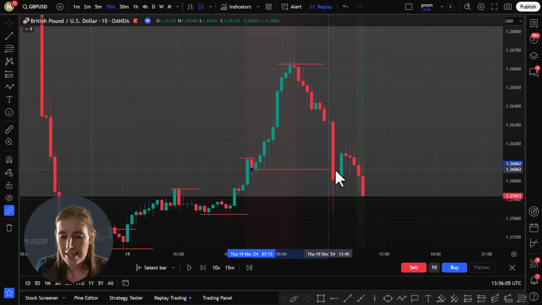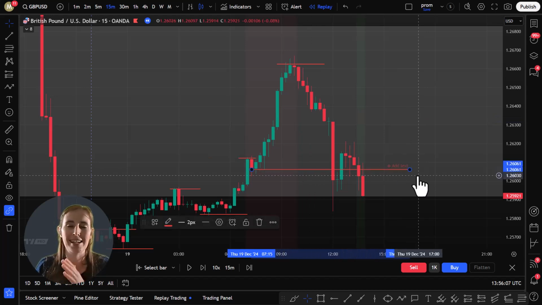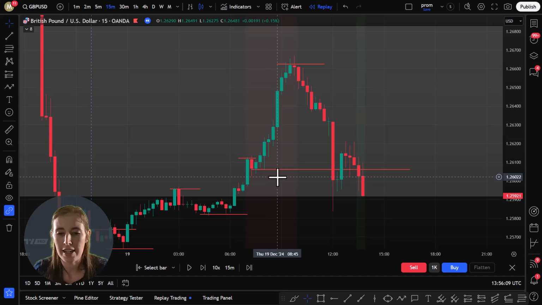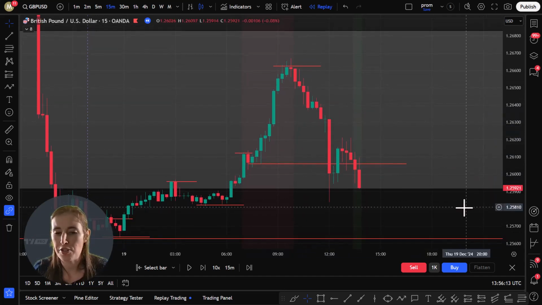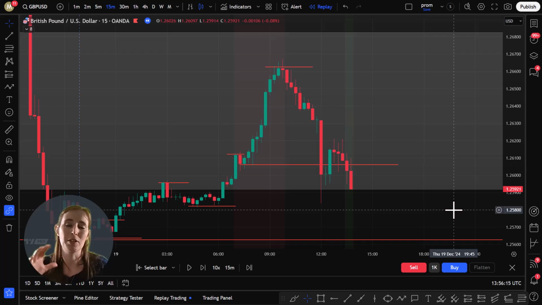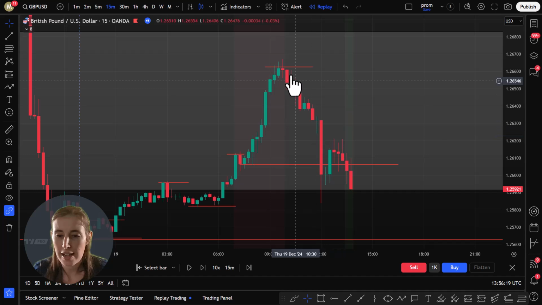So if we extend out the level of the previous high low, so this is the most recent higher low, and if we get a close below this level, that's when I would be quite interested in looking for shorts, because that's what I call a change in behavior. And we did get this. We got this just after the London session.